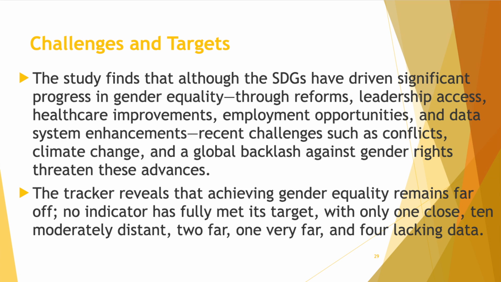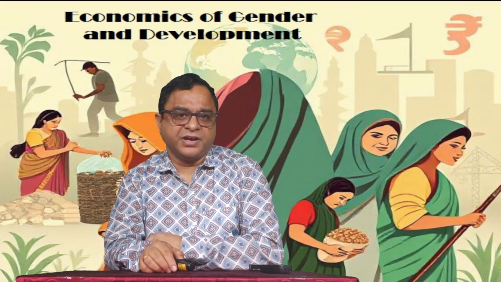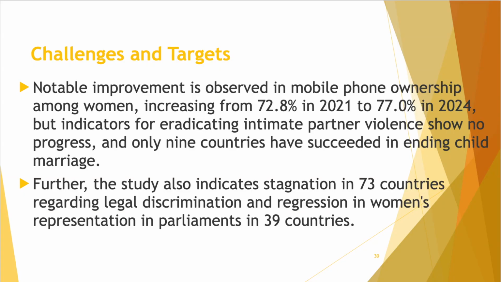No indicator has fully met its target, with only 1 close, 10 moderately distant, 2 far, 1 very far, and 4 lacking data. So notable improvement is observed in mobile phone ownership among women, increasing from 72.8% in 2021 to 77% in 2024, but indicators for eradicating intimate partner violence show no progress. And only 9 countries have succeeded in ending child marriage.